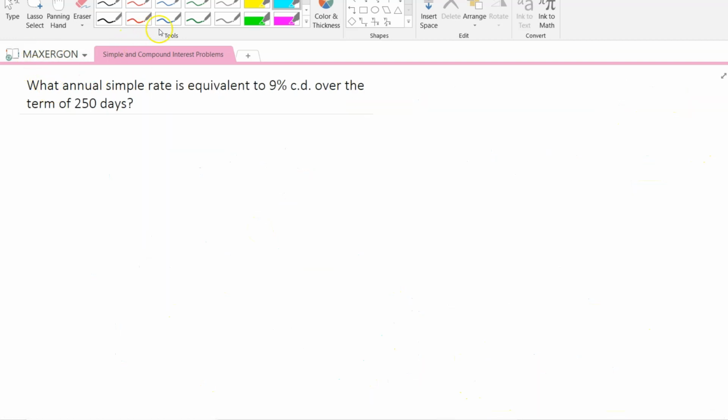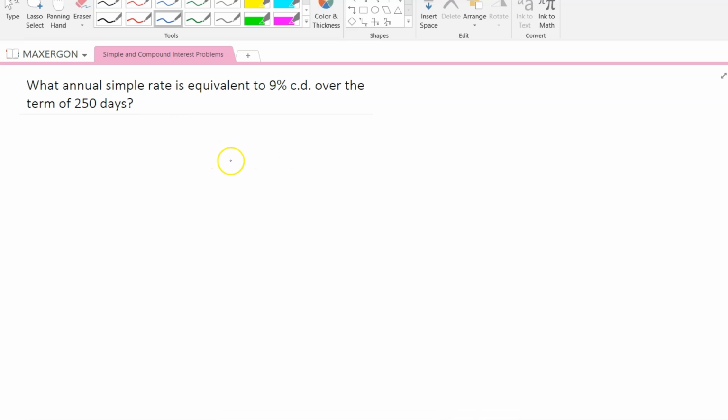The next problem is this. What annual simple rate is equivalent to 9% compounded daily over the term of 250 days? When you compare compound rate to another compound rate, it's always enough to compare those rates for the period of 1 year to find equivalent rate. When we compare compound rate to a simple rate, it's not the case. Time period or the term is very important in this comparison.